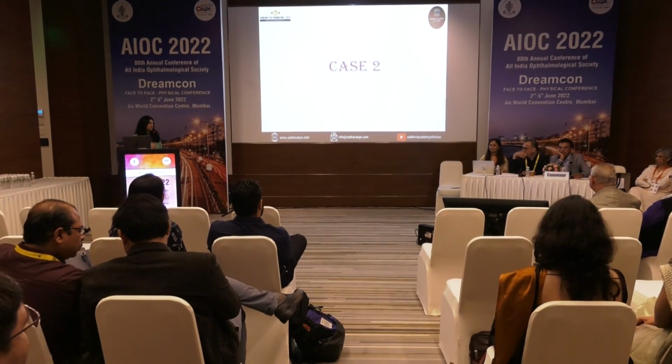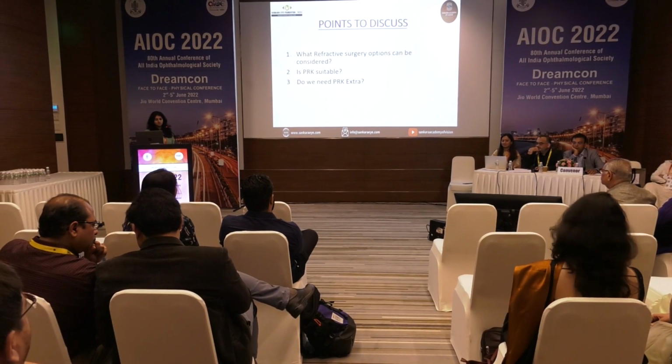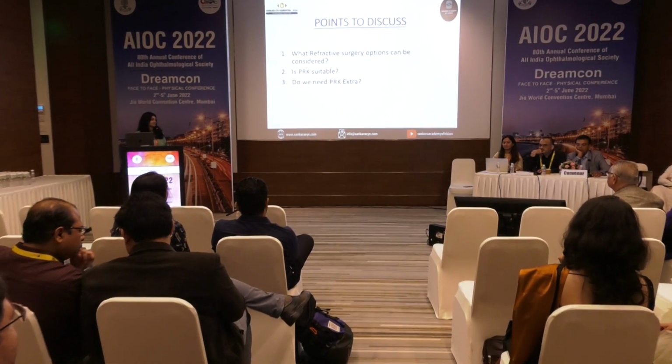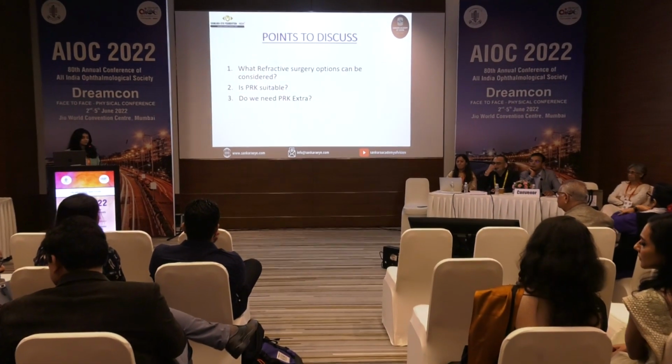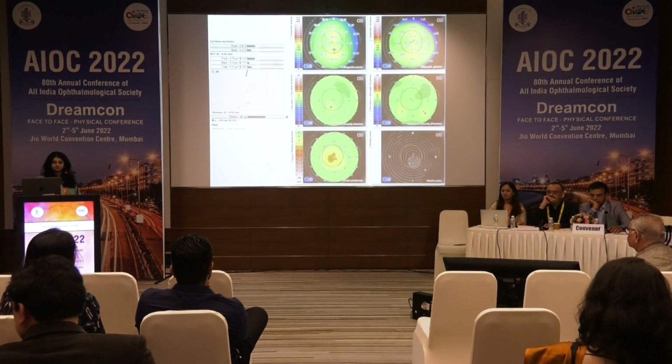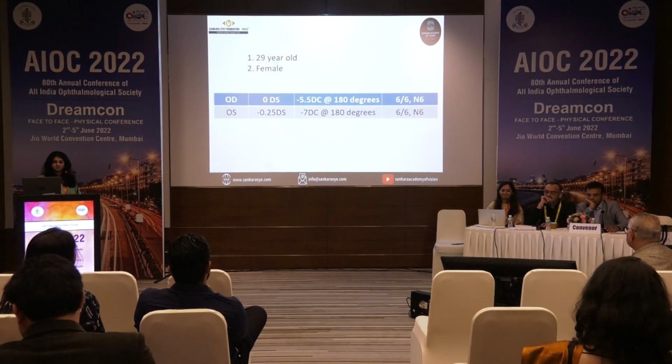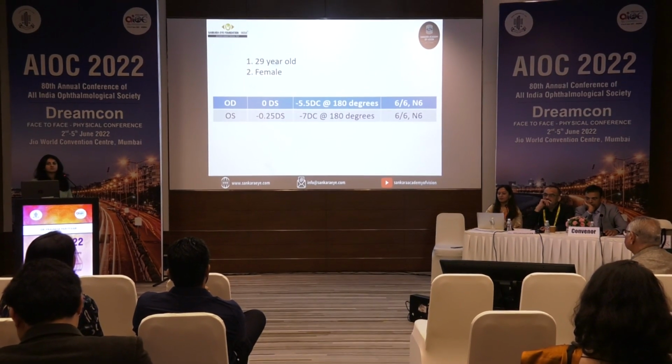Case one, leave it. What is the refractive error here? Case 1, it's minus 6 and minus 7 cylinder. Predominantly cylinder, there was no sphere. An ACD of 2.6.